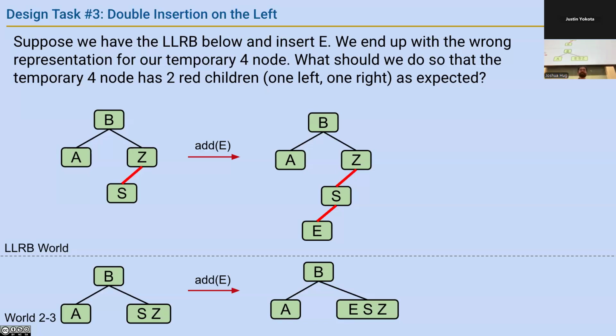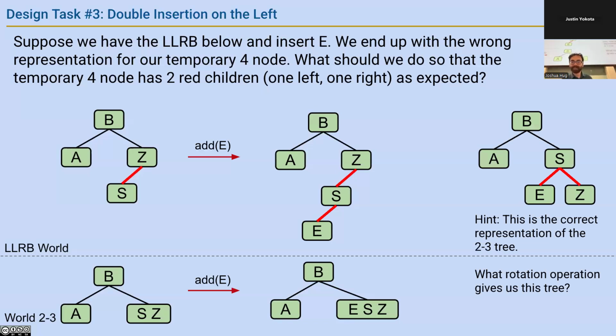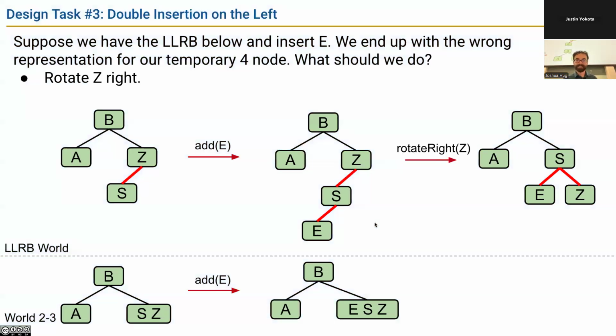This is that first problem we did basically again. So this right here, what rotation operation gets us here? Z to the right. Yeah, okay, that seems right. Yeah, so we'll rotate Z to the right. Okay. All right. So when we insert an E below this S, we need to rotate to the right because we want to match the 2-3 tree. We trust 2-3 trees, even if they have temporary 4 nodes. Here we've done rotate right Z.